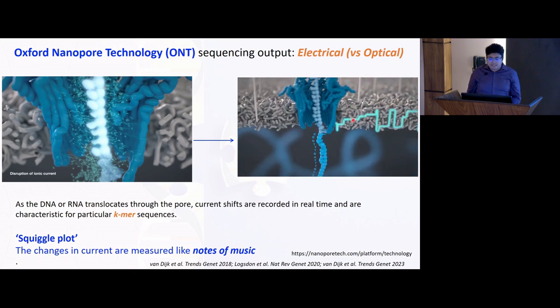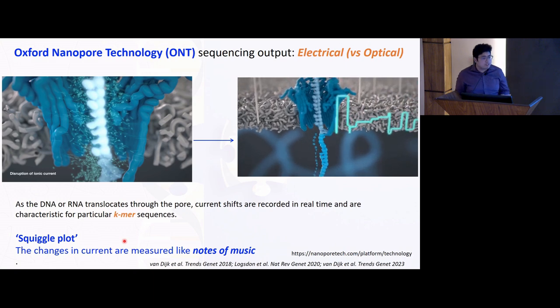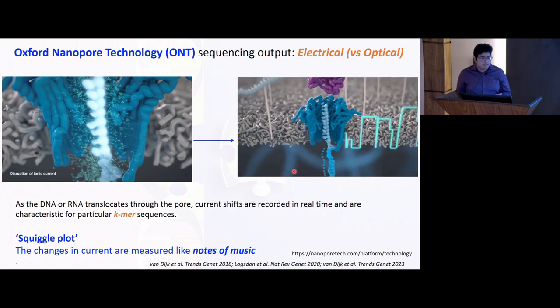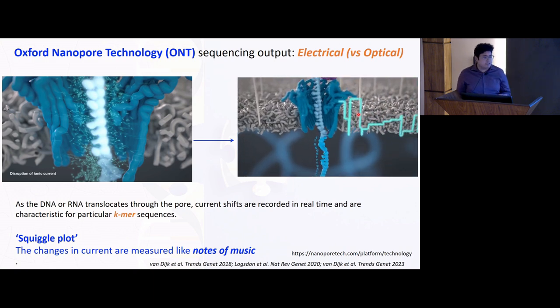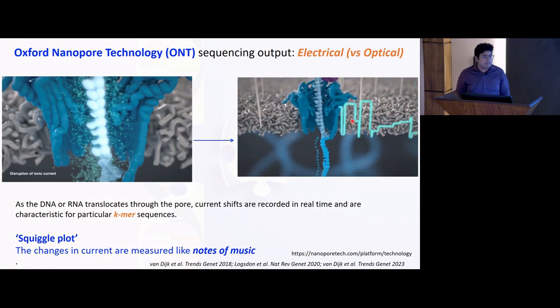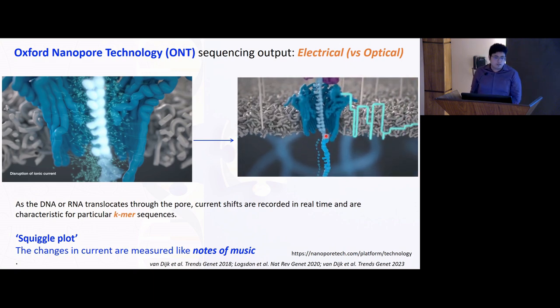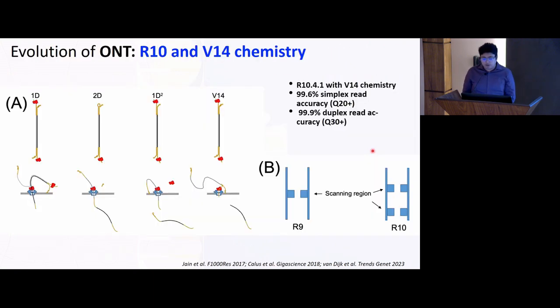And finally, these changes in current are read as a squiggle plot. This can be compared with the notes of music. It is like the notes of music, how the bases are changing. Based on that, we read them. It's very unique. It is completely electrical. So this is the only sequencing technology that uses an electrical technique to detect the changes. Not any kind of optics is involved here.